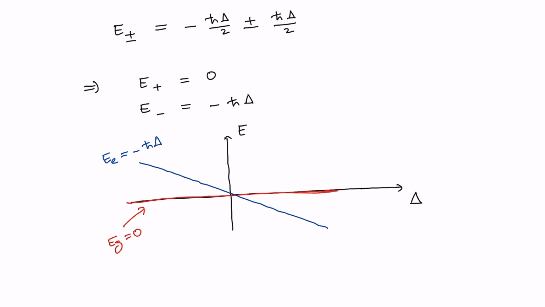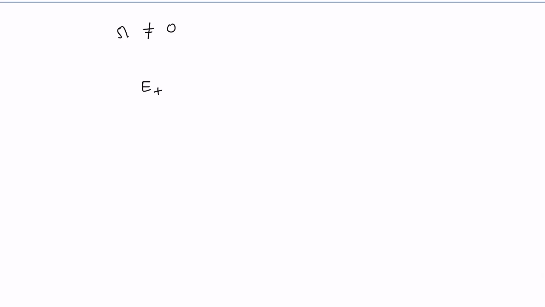Now as you see, these energy curves cross when delta is equal to 0. They cross at delta is equal to 0. Okay, this is an important result. Now if I consider the other case, the general case, when there is coupling, that means when capital omega is non-zero, then my E plus is equal to minus S cross delta by 2 plus S cross omega tilde by 2, and E minus is equal to minus S cross delta by 2 minus S cross capital omega tilde by 2.